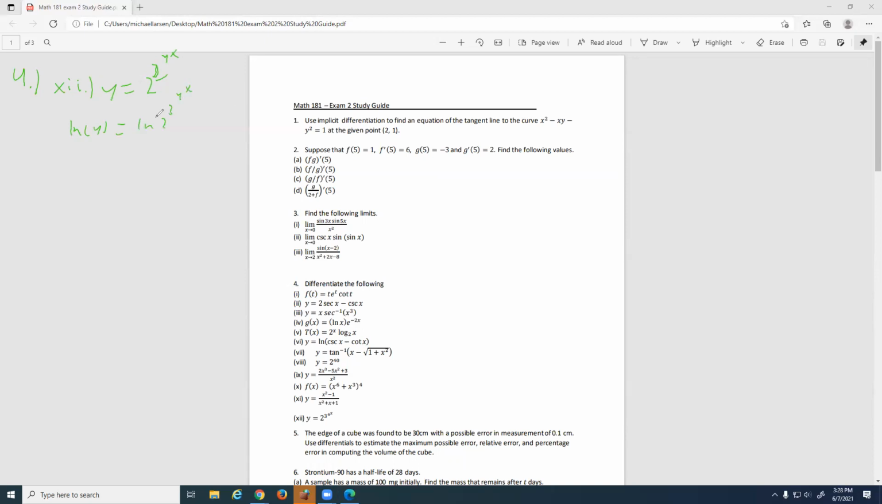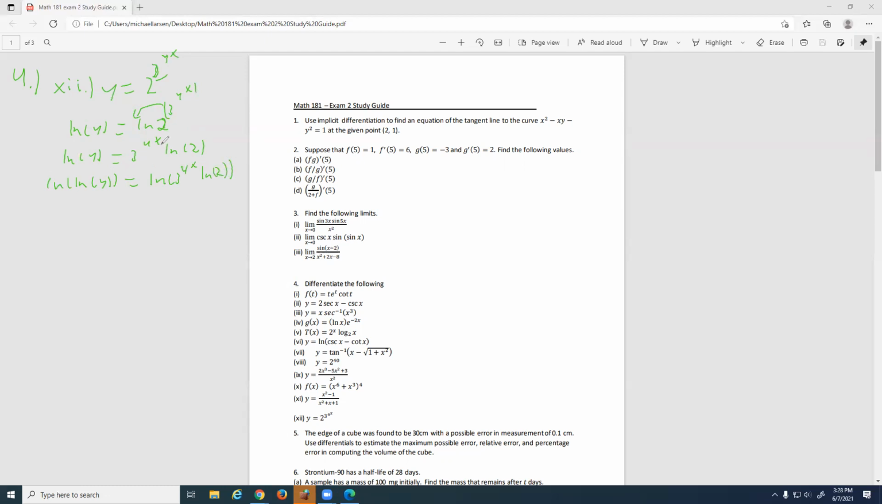And then from here, what I can notice is that we have 2 to the 3 to the 4 to the x. So this is our power, and this is our base. So I can bring this down to the front. So we know natural log of y is equal to 3 to the 4 to the x times natural log of 2. And then from here, we can do it again. We can just take the natural log of both sides again. Natural log y is equal to natural log of 3 to the 4 to the x times natural log of 2.